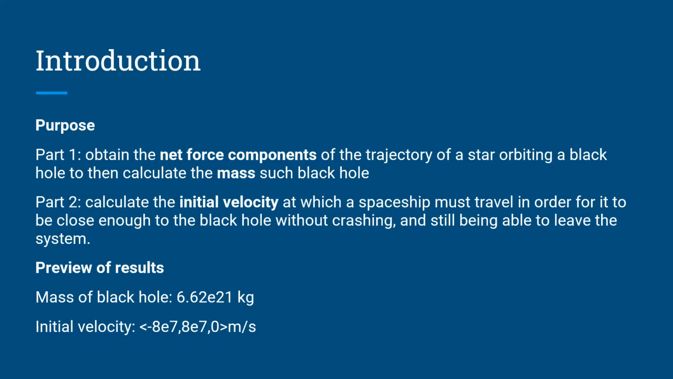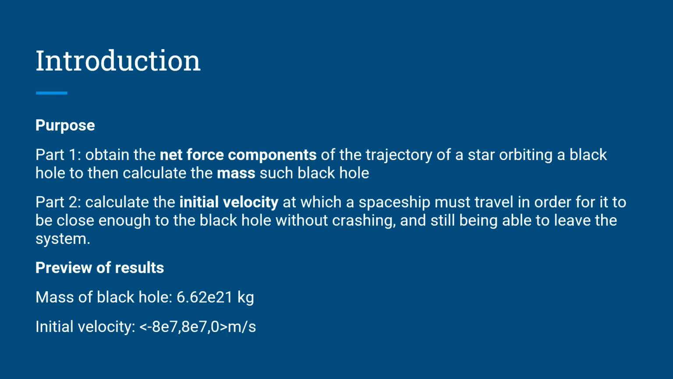This lab is sectioned into two different parts. For the first part, what we want to find is the mass of a black hole from a simulated trajectory using GlowScript. And for the second part, what we want to find is the initial velocity in which a spaceship must travel in order to fly along the hole without getting absorbed by it or without running into it.